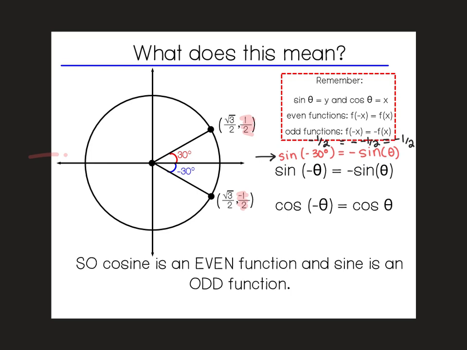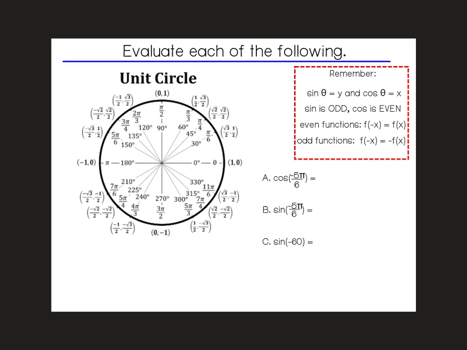Down here, it says cosine of negative theta. So cosine of negative 30 degrees is going to equal cosine of 30 degrees. If you look, it really does happen. Cosine is x's. Here's the cosine of negative 30. It's really square root of 3 over 2. It says it's going to be the exact same as cosine of 30, and it really is. So it's really just a pattern that you're following. It tells you they're either going to be the same or they're going to be opposite signs. Okay, so here are some examples.